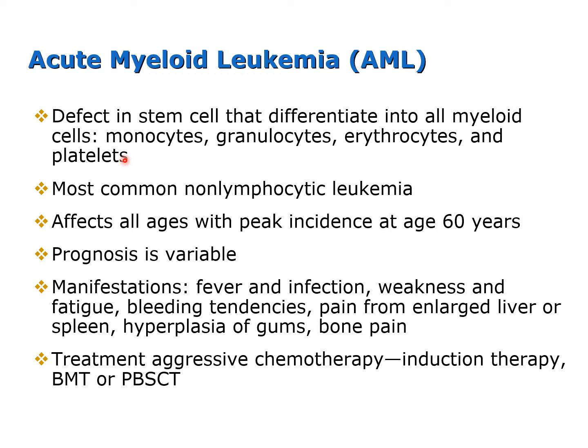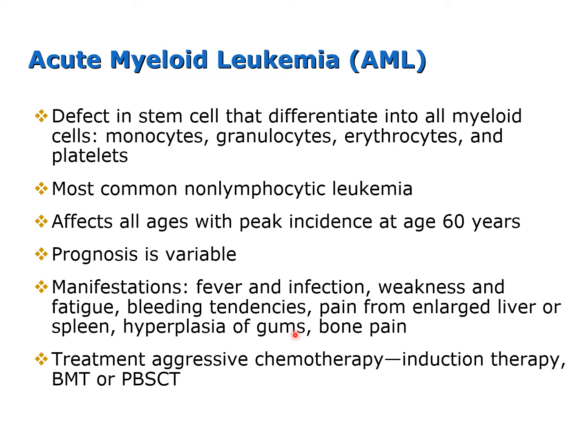You may bleed out. That's why a lot of patients, depending on how advanced their cancer is, sometimes get a lot of bleeding tendencies and bleeding problems. It's considered the most common non-lymphocytic leukemia. It affects all ages with peak incidence at age 60 years. The prognosis is variable. Some of your manifestations include fever and infection, weakness and fatigue, bleeding tendencies, which I mentioned, pain from enlarged liver or spleen, hyperplasia of the gums, and bone pain.